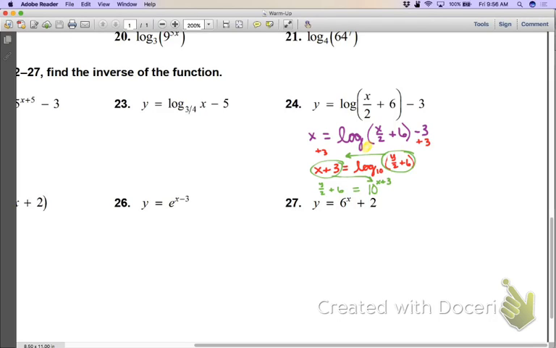Now it just becomes trying to isolate the y variable. So the first thing that I need to move is the 6. So in doing that, I'm going to have y over 2 equals 10 to the x plus 3 power minus 6.